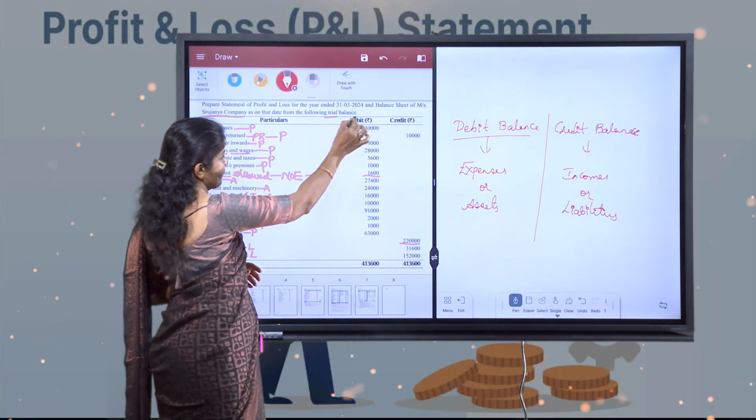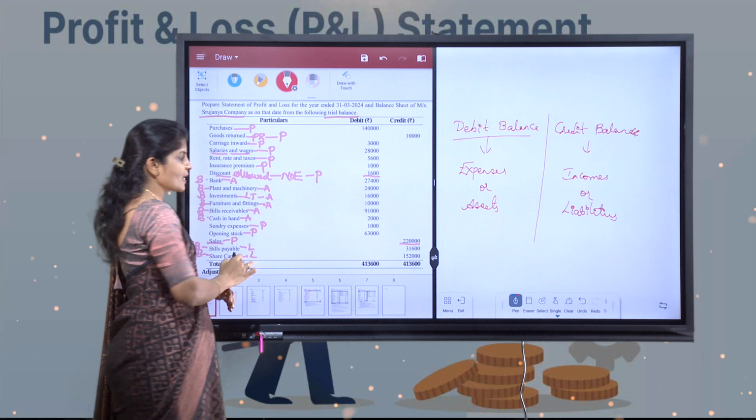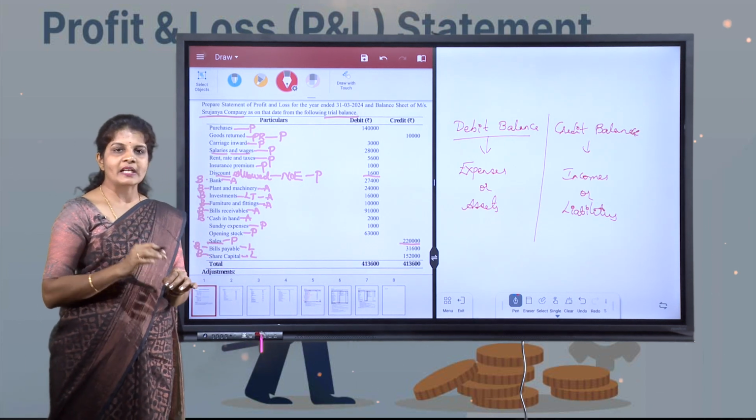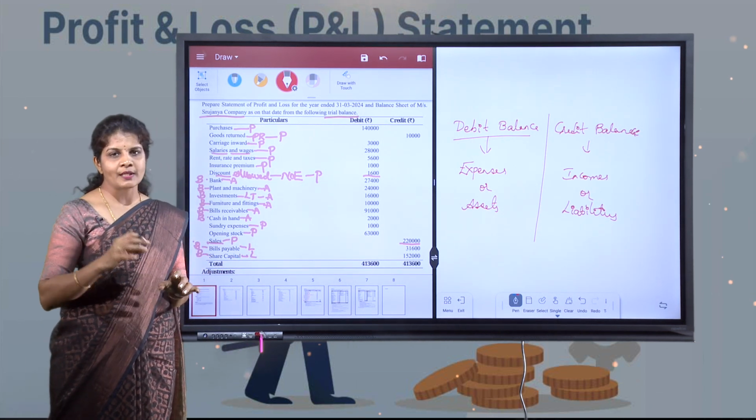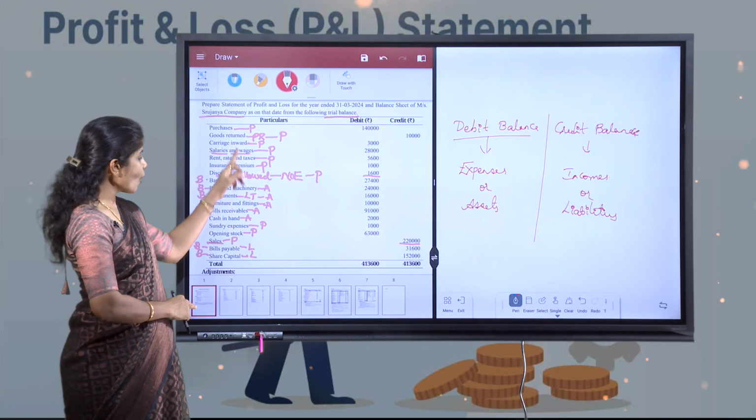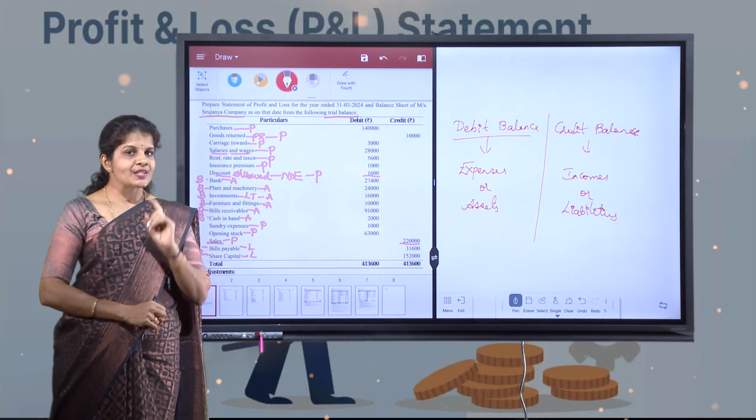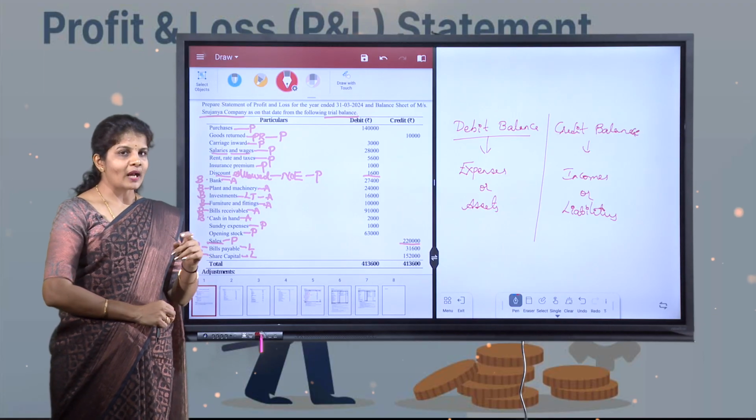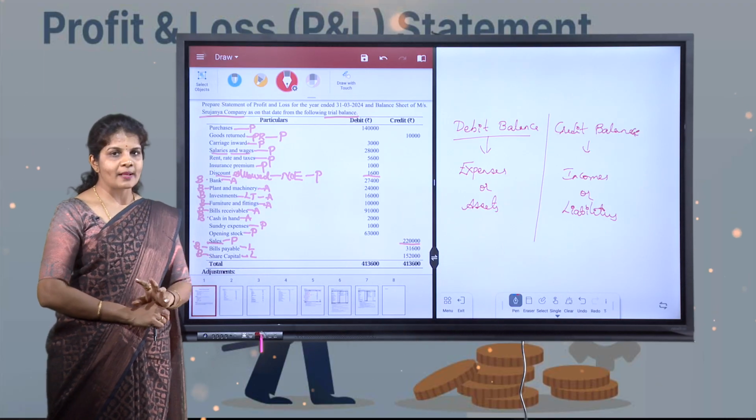They have given a trial balance. So the trial balance information we have analyzed, when we have understood where each item is to be taken, whether to the profit and loss or to the balance sheet. That means all the items should be adjusted once. Okay, so either in the profit and loss or in the balance sheet.